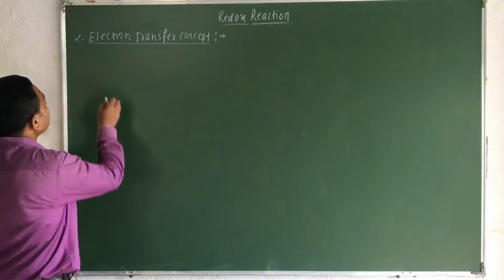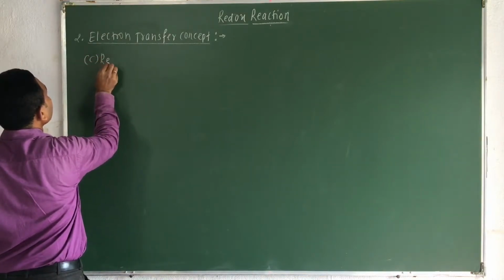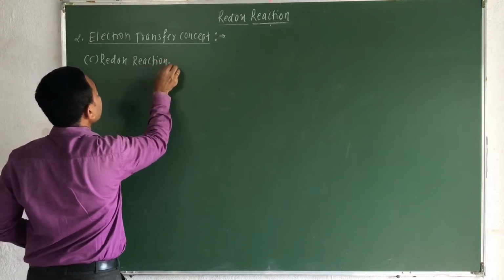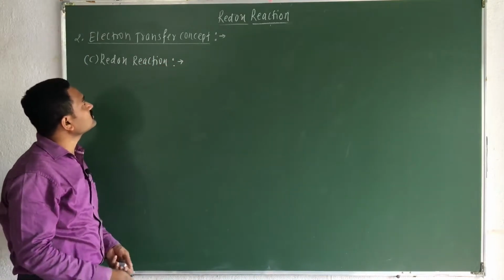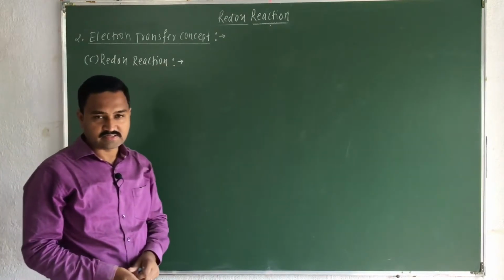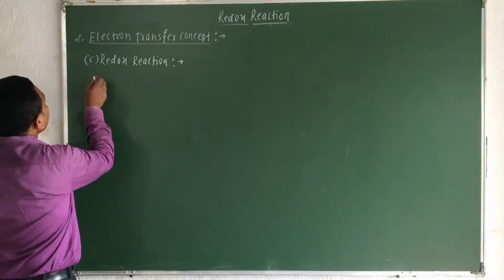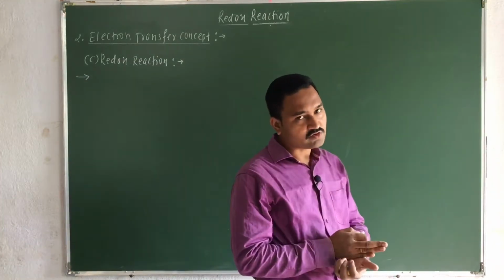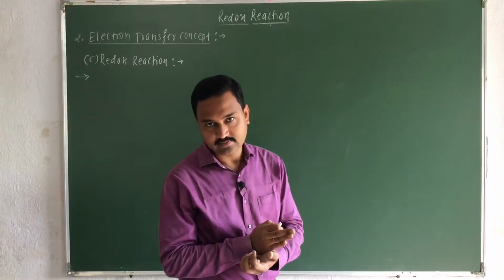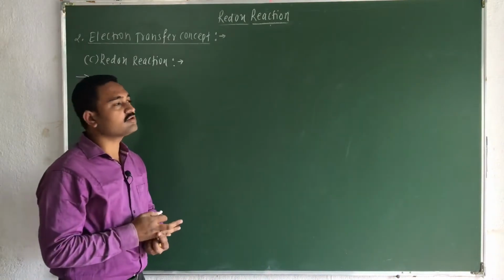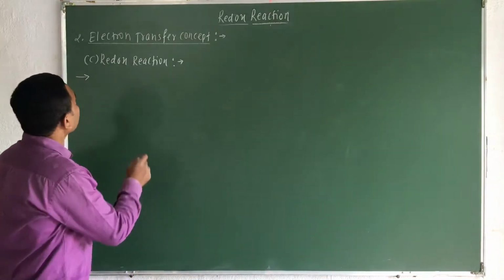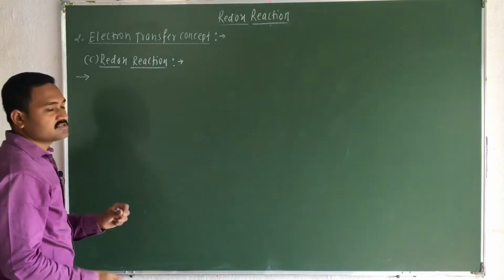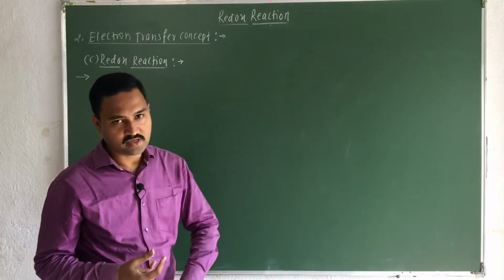Now the next part, that is the redox reaction. How can we define the redox reaction by the electron transfer concept? We know that a redox reaction is a reaction in which simultaneous oxidation and reduction take place. But if we have to define it in terms of the electron transfer concept, we know that oxidation is a loss of electrons and reduction is a gain of electrons.